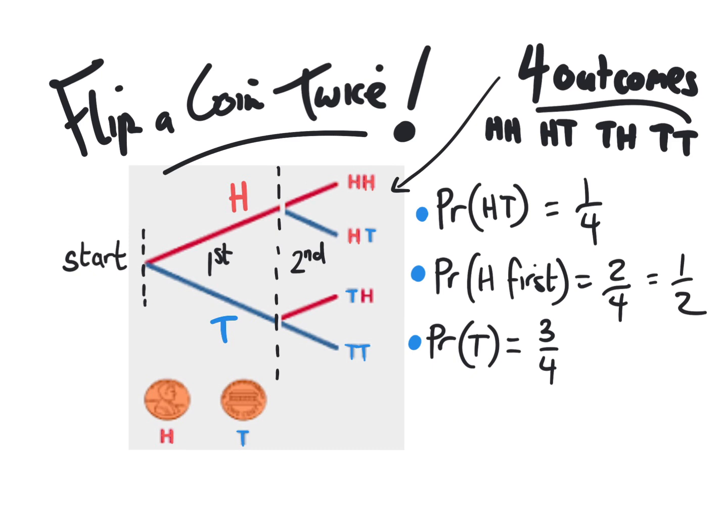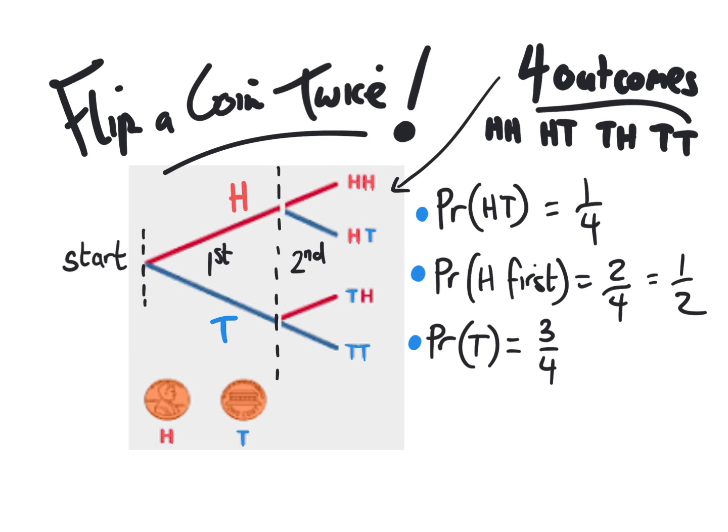Let's look at the number of outcomes now when we flip a coin twice. So when we flip a coin twice, the possible outcomes are a head and a head, then a tail then a head, a head then a tail, or a tail then a tail. So there are 4 possible outcomes. Now let's work through some questions.